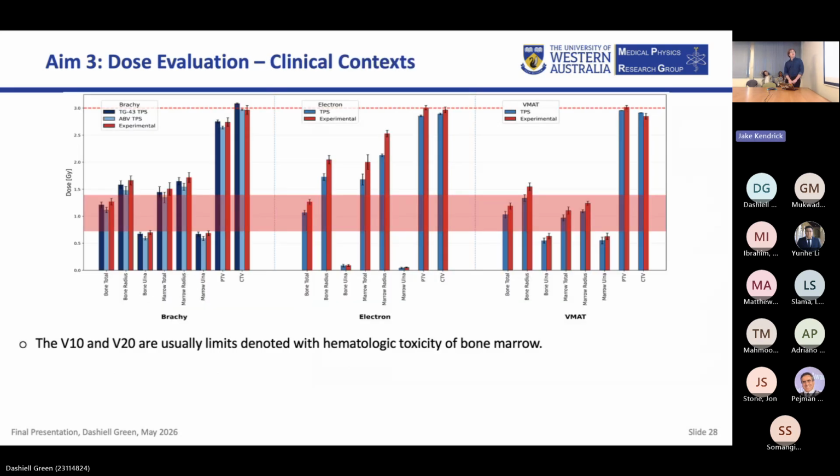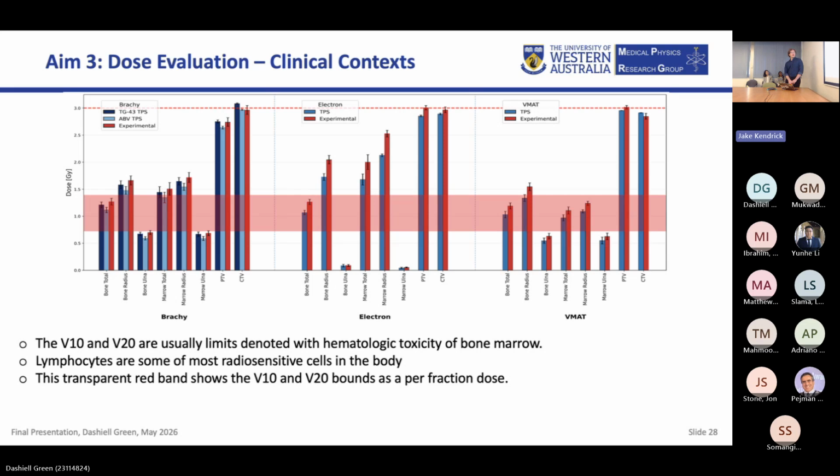And so just in terms of clinical context on bone marrow dosage, the V10 and V20 are commonly cited limits in the literature, and these are denoted with hematologic toxicity of the bone marrow. And this is because we want to limit the dose to the white blood cells or the lymphocytes, as these are some of the most radiosensitive cells in the body, and this can lead to lymphopenia if overdosed.